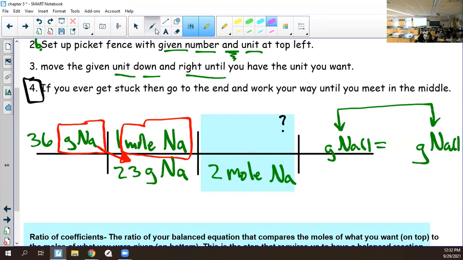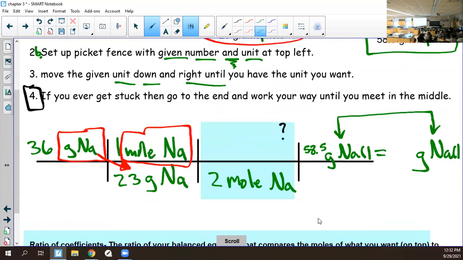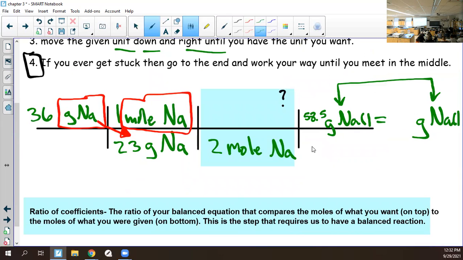Okay, I'm taking forever. Look right here. I have grams of NaCl. Do I have a ratio of grams of NaCl up here? I do right here. It is 58.5 grams per every what? 1 mole of NaCl.